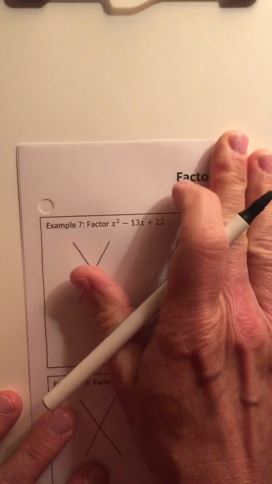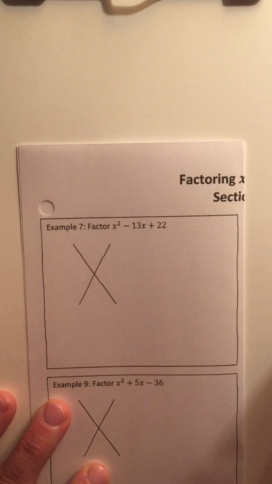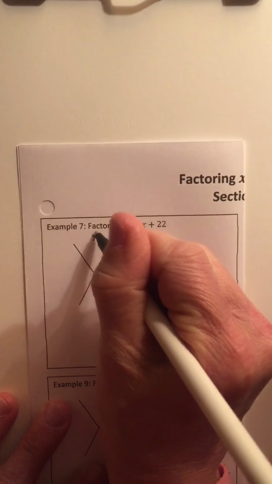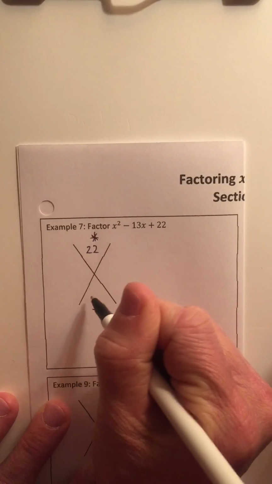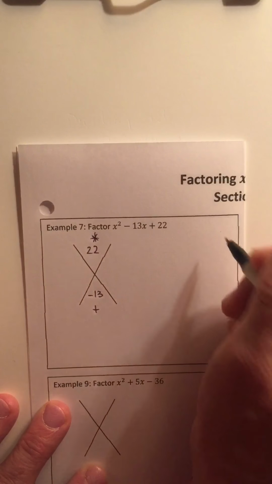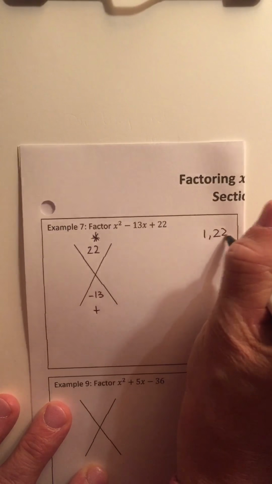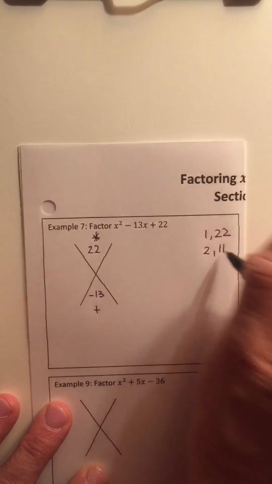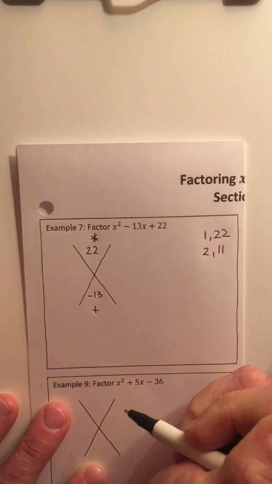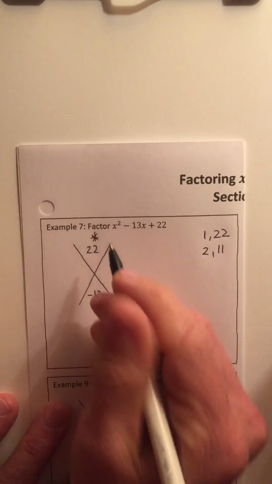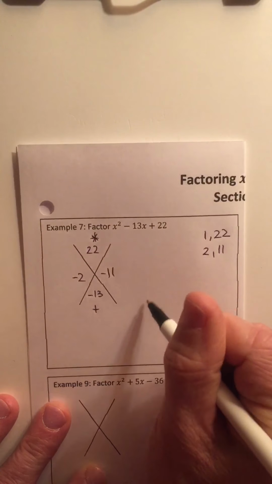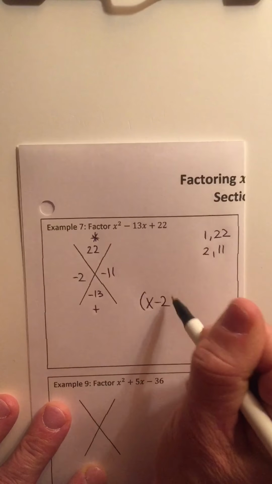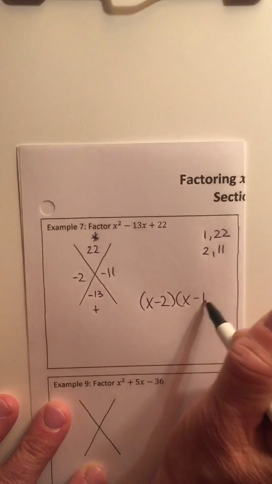Example 7, x squared minus 13x plus 22. We're going to multiply to 22 and add to negative 13. 1 and 22, 2 and 11. 2 and 11 multiply to 22. If they are both negative, they will add to negative 13. Our binomials are x minus 2 times x minus 11.